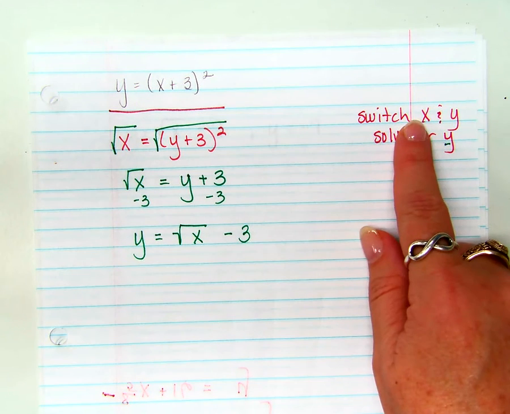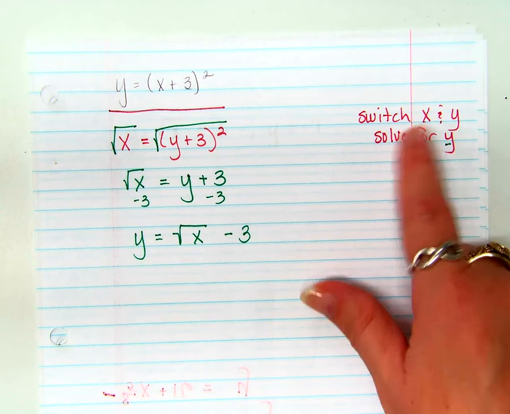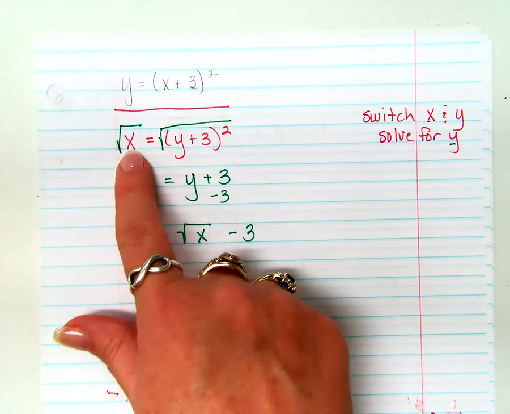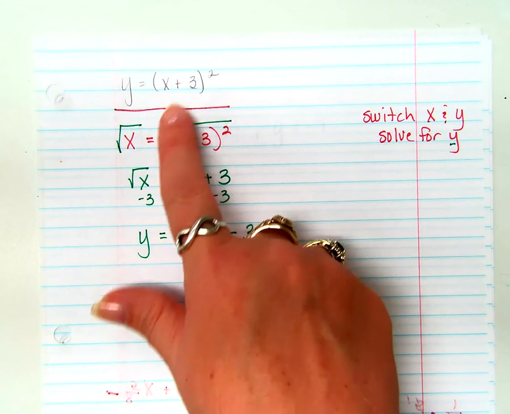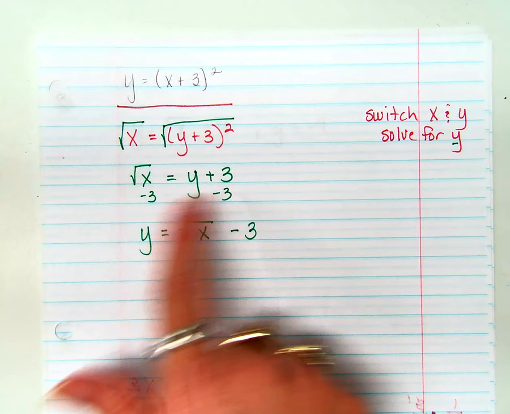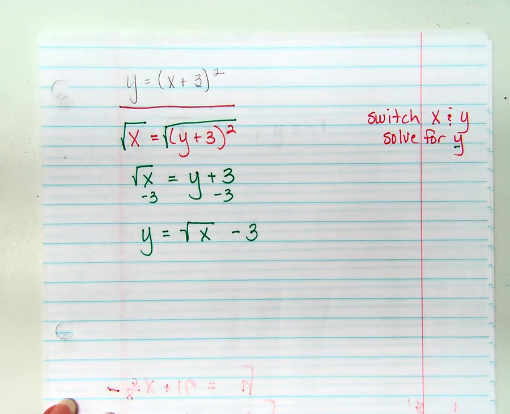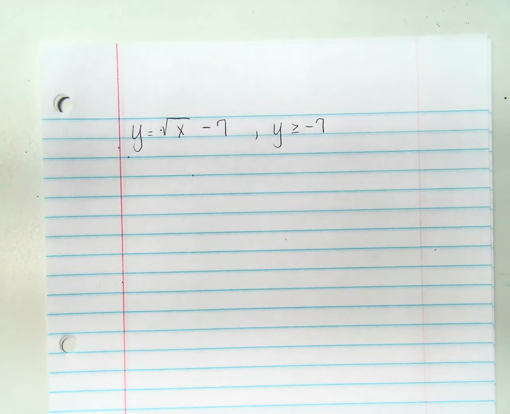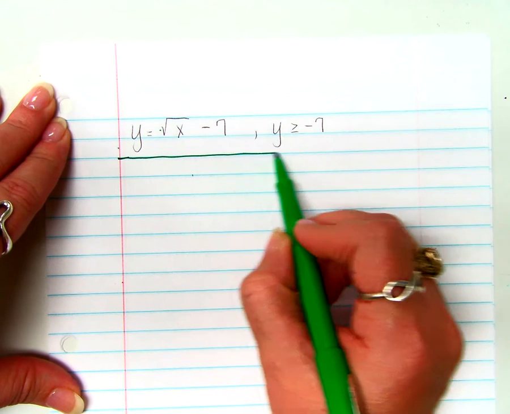I solved for the inverse by switching x and y and then solving for y. I undid the square by taking the square root, and then I subtracted 3 from both sides. Okay? Again, like I told you earlier, they're not all linear, and in this case, they're not all squared, so I'm going to do a problem like this for you. Hopefully you can kind of see where this is going. So what's the first thing that I do?